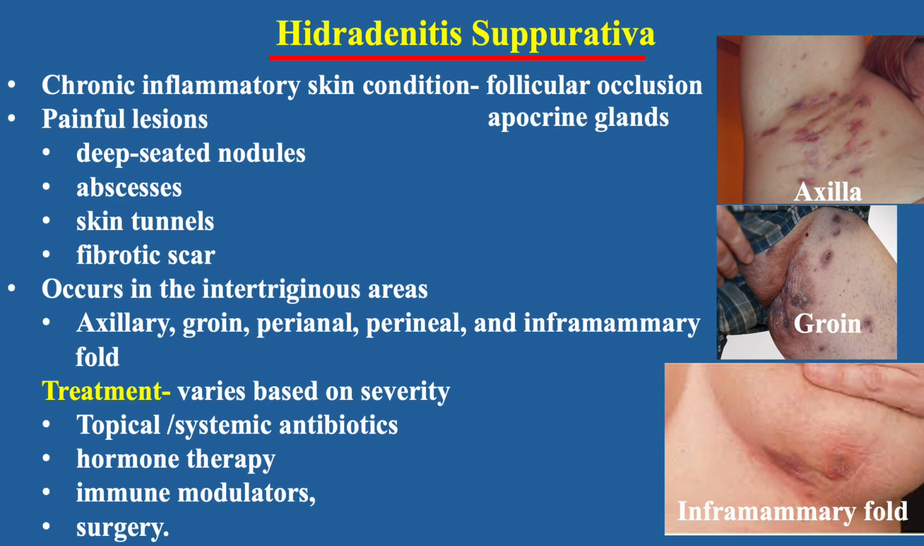Hidradenitis suppurativa is a chronic inflammatory skin condition of follicular occlusion with lesions including deep-seated nodules and abscesses, draining sinus tracts or fistulae, and fibrotic scars. These lesions most commonly occur in intertriginous areas. Most commonly affected areas are the axilla, groin, perianal, perineal, and inframammary regions. Surgical management can be pursued at any stage to remove areas of active disease and limit complications, but it must be combined with appropriate medical therapy.